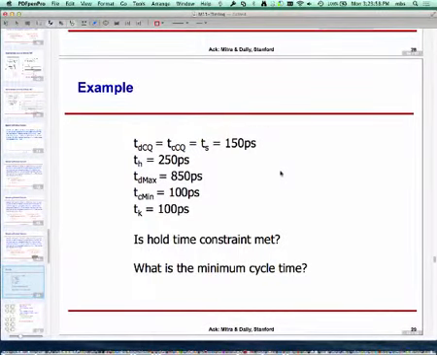So hold time normally is the contamination delay. So it's 150 plus 100, and I want to make sure that's large enough. Normally it is 250, which is just equal to 250. But now I have to subtract 100. And so I have violations.